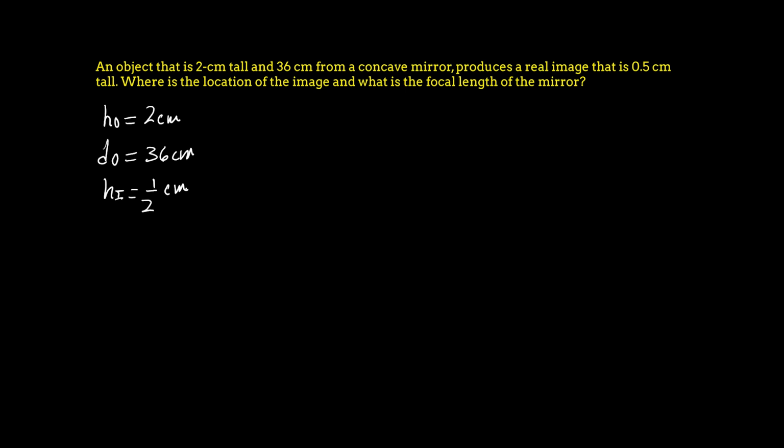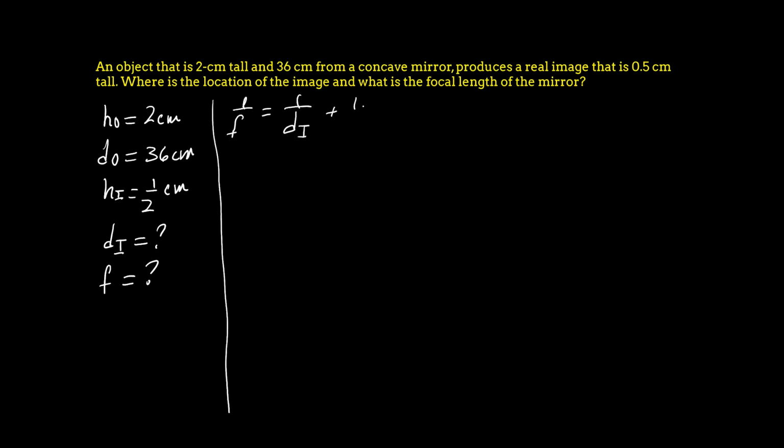Where's the location of the image? So I want D sub I, and I want F. That's what's given, and that's what I want to find out. So let's first find out D sub I. I don't know what F is, so I cannot use this equation right here to get D sub I, because F is unknown. So I've got to use the magnification, or H sub I and H sub O.